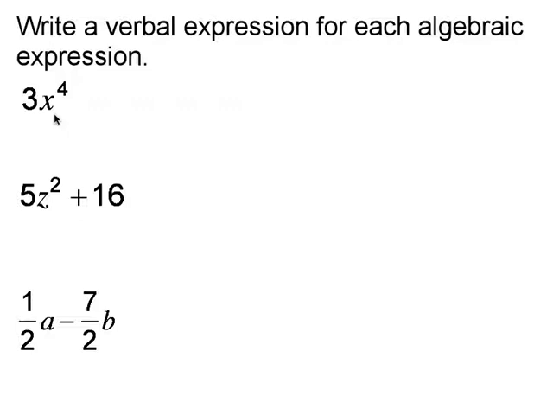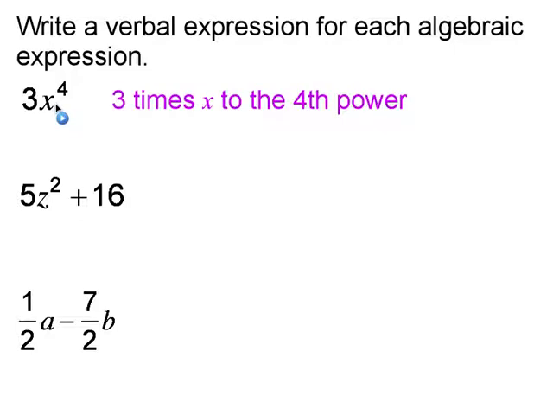Say it louder, please. You're perfect. 3 times x to the 4th power. Okay? So if you had 3x to the 4th, you would just write that as 3 times x to the 4th power.